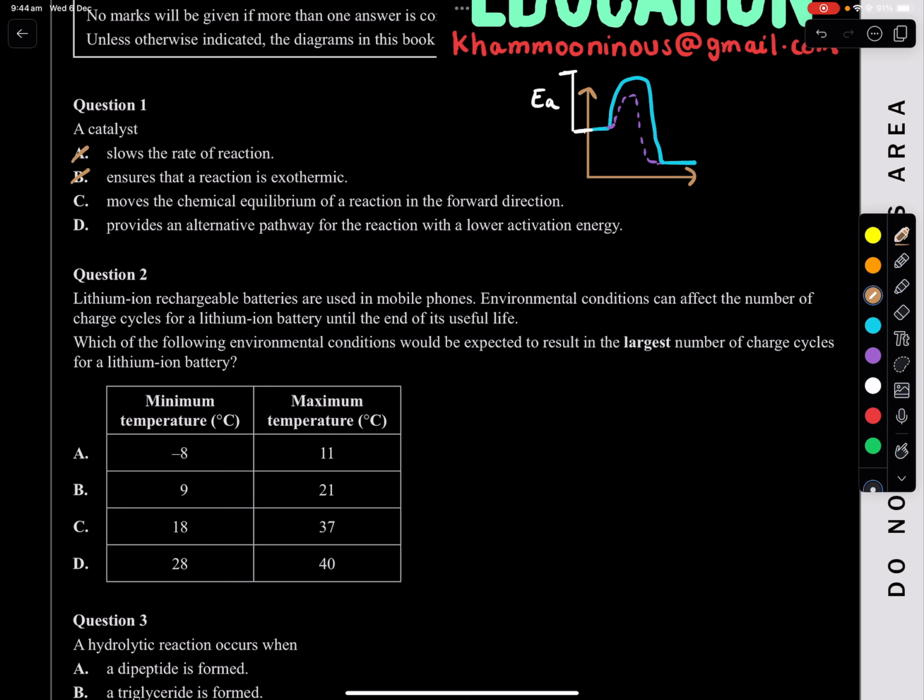C: it moves the chemical equilibrium of a reaction in the forward direction? Okay, guys, a catalyst does not affect chemical equilibrium. This is very important. A lot of students get mixed up with that. Remember, a catalyst does not ever do anything with equilibrium. Whenever you hear a catalyst with equilibrium, it does not affect it. So absolutely, C should be wrong. D: provides an alternative pathway for a reaction with a lower activation energy. Yes, it decreases the activation energy, so a new pathway is created. So D would be your possible answer for that one.